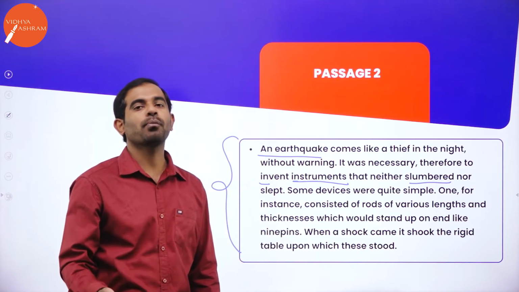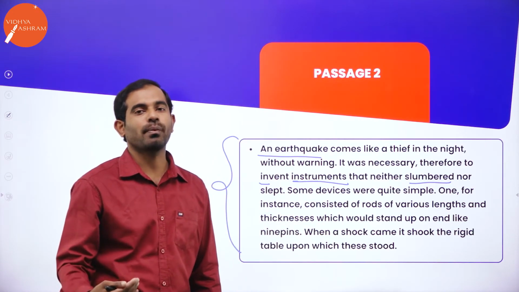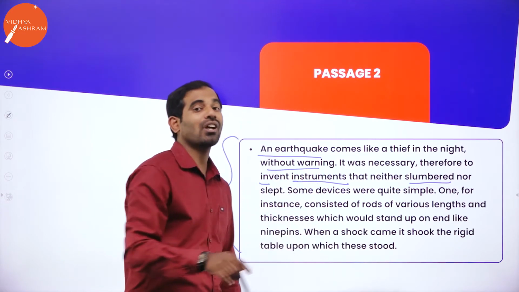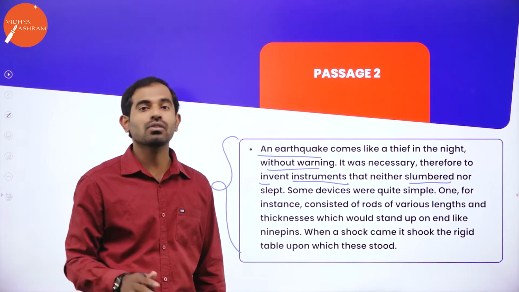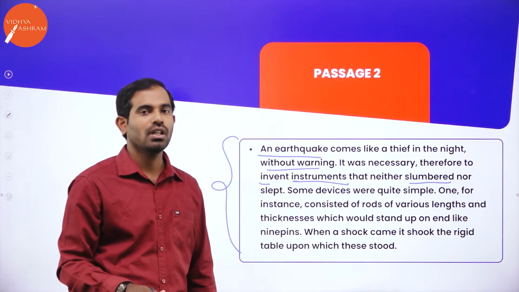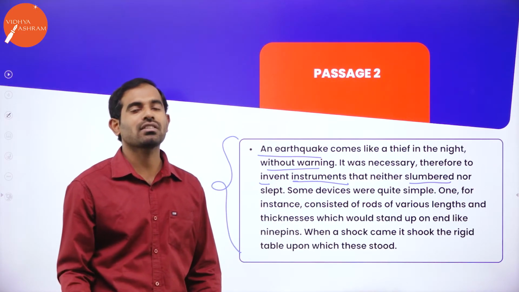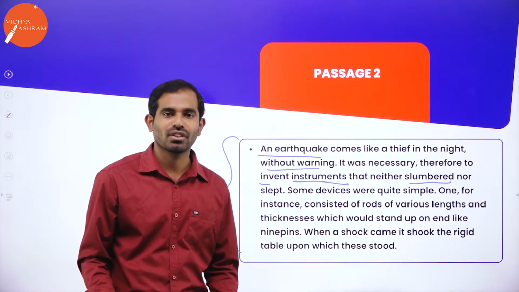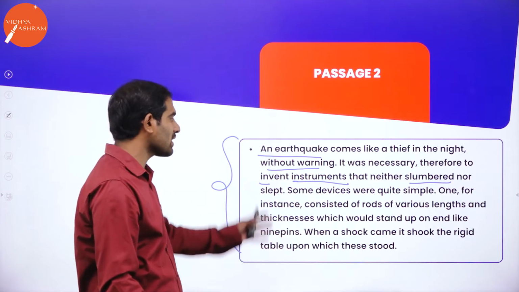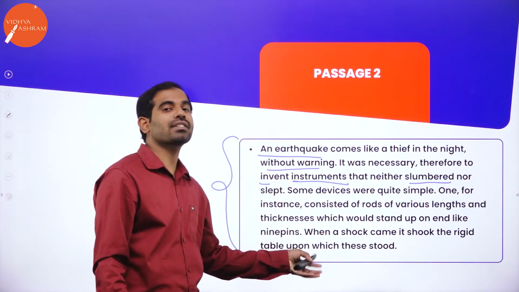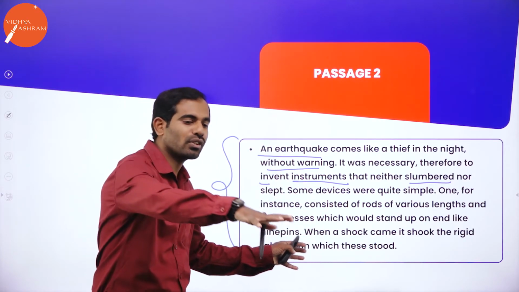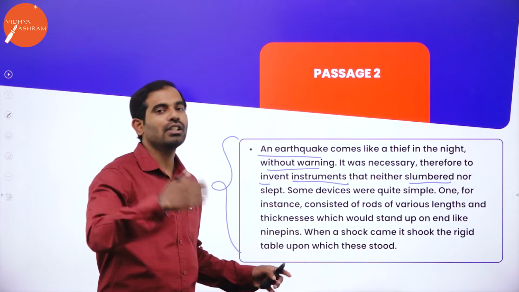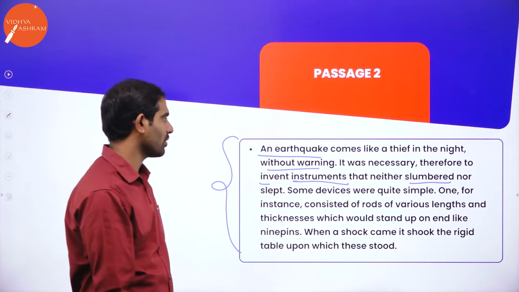Why is it so important to invent an instrument? It's because it comes like a thief without warning. There is no warning when it comes. So it is a must. What happens when there is an earthquake? There will be a lot of loss of lives. Now, some devices, as I told you, you need to understand the concept. You need to get the theme out of it. You need to get the meaning out of it, and only then you can understand the passage.